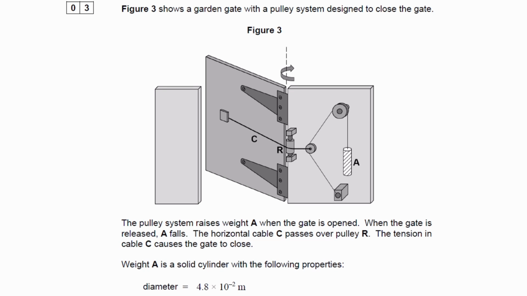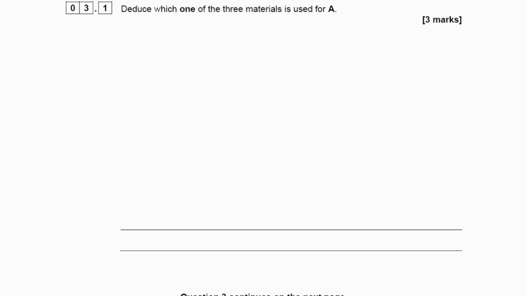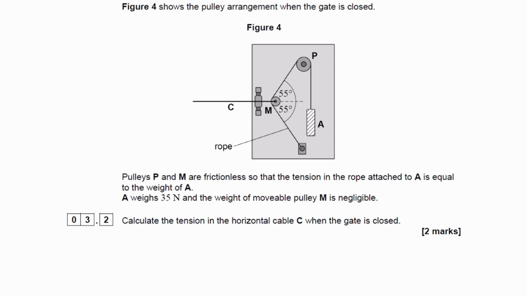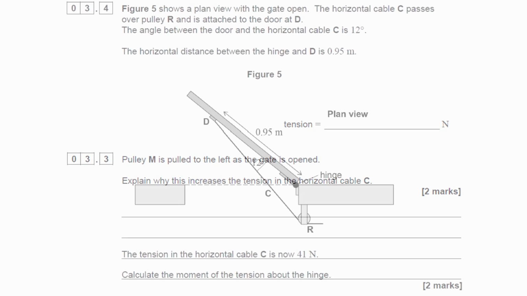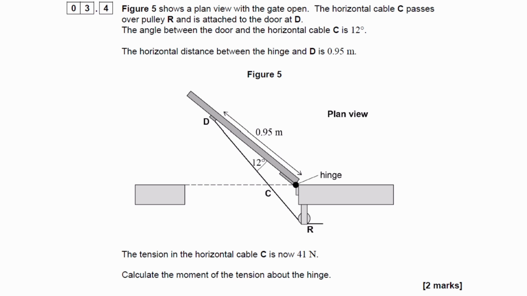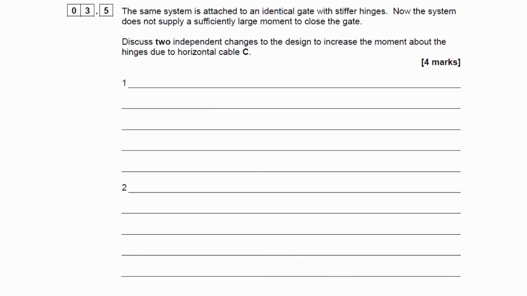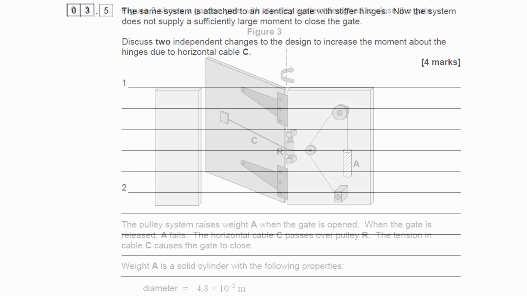We're going over moments and forces at angles in this physics question. Part 1, we're working out density. For Part 2, we're resolving forces to work out the tension in cable C. And Part 3 is an explanation question on this. For Part 4, we're calculating the moment due to the tension force in this cable. And finally, for Part 5, we'll be discussing what we can do to our system to increase the moment.